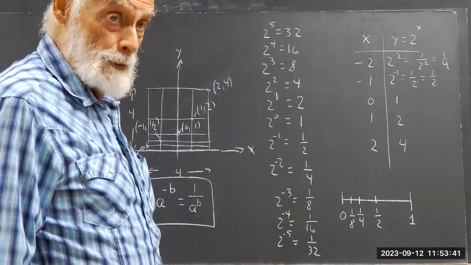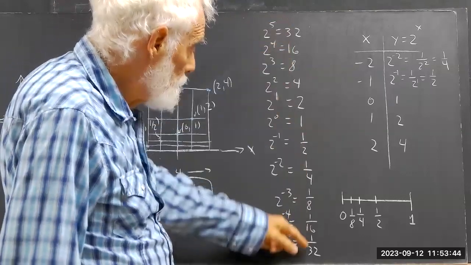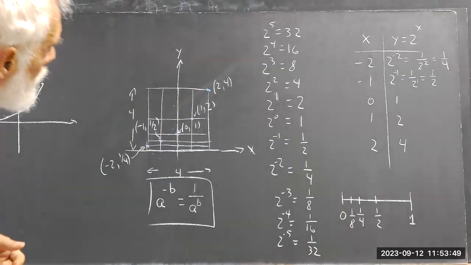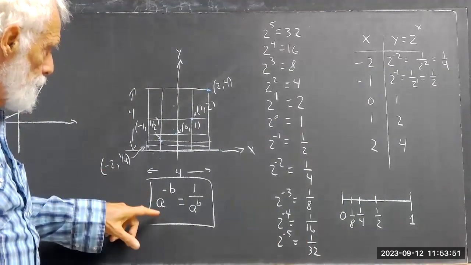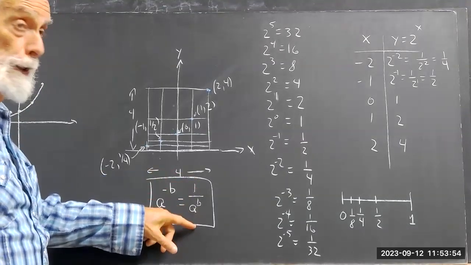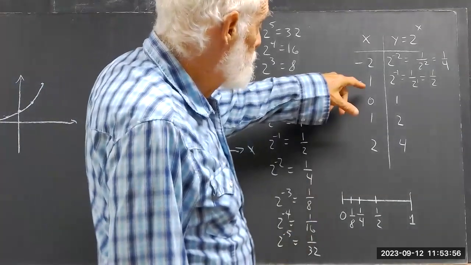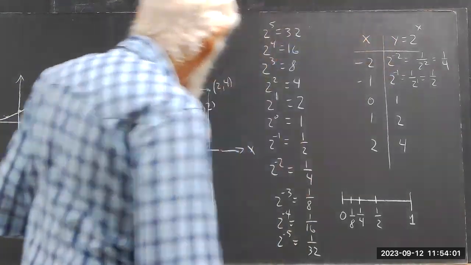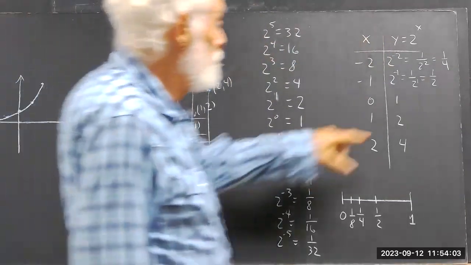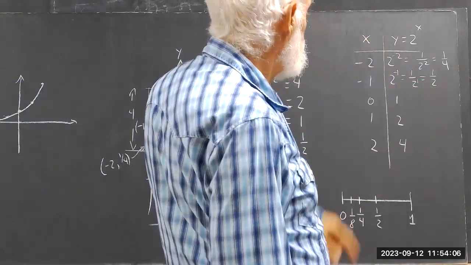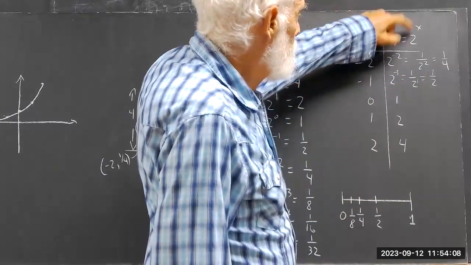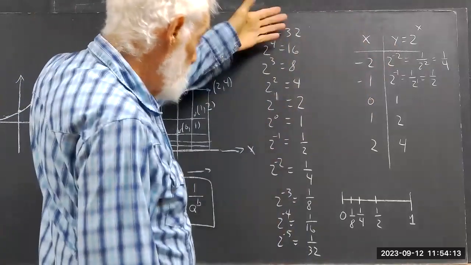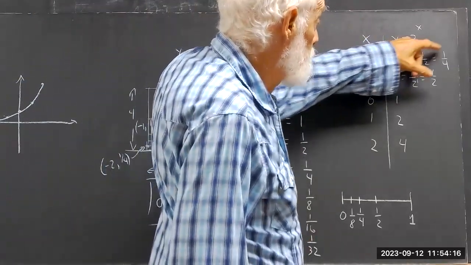Very simple sequence. And each of these numbers is half of the one before them because of this. It leads us to the rule that a to the negative b is 1 over a to the b. So if x is -1, y is 2 to the -1, and 2 to the -1 by this rule is 1 over 2 to the 1. 1 over 2 to the 1 is 1/2. If x is -2, 2 to the x is 2 to the -2. By this rule again, it makes sense because that's 1 over 2 squared, or 1/4.